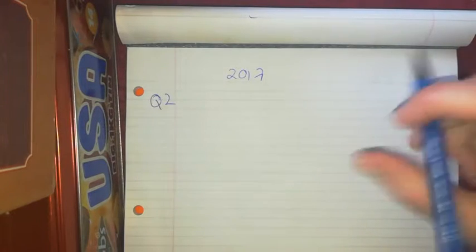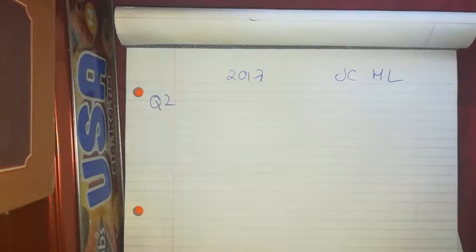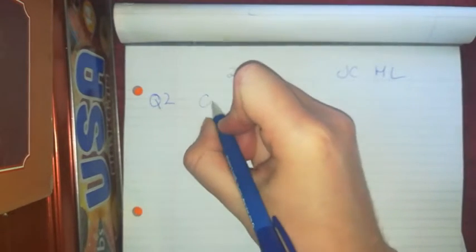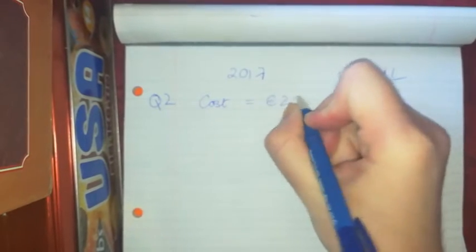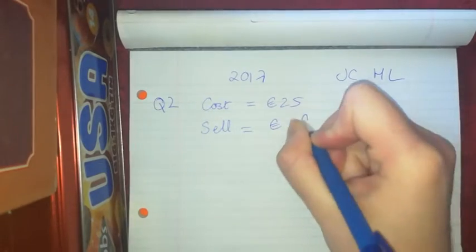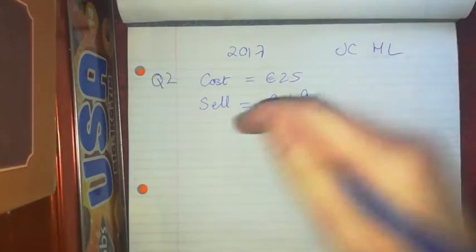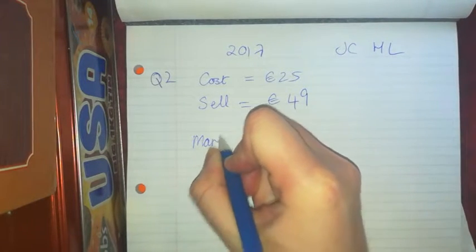So here we have 2017, this is question 2, junior cert higher level. A shop buys t-shirts for 25, so the cost for them is 25, and they sell them for 49. Find the markup for the t-shirts.